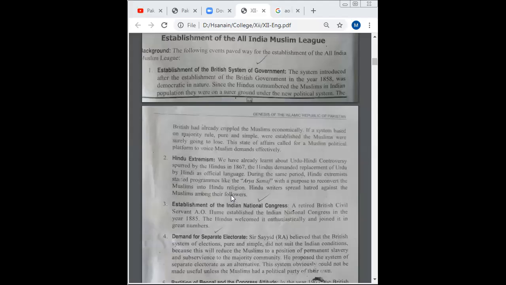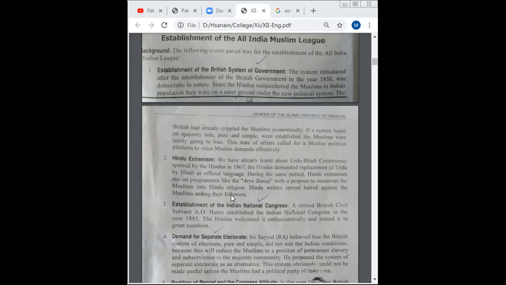Our today's lecture is why Muslim League was established in the subcontinent. This is question number 4 of the first chapter, and in this question we will study the reasons and the causes of the establishment of Muslim League.